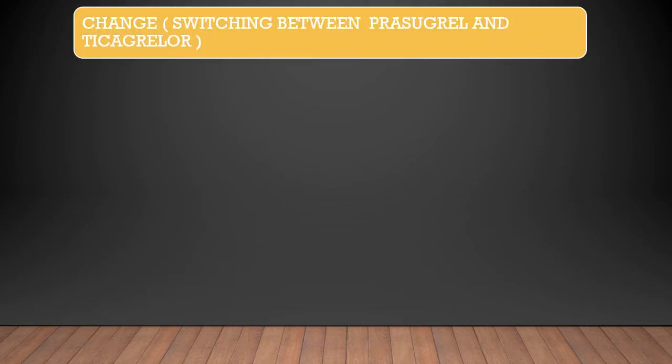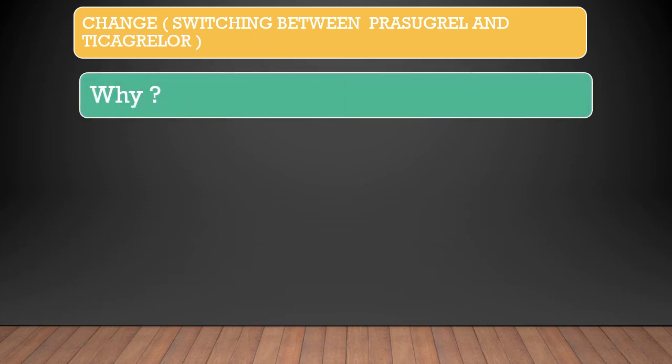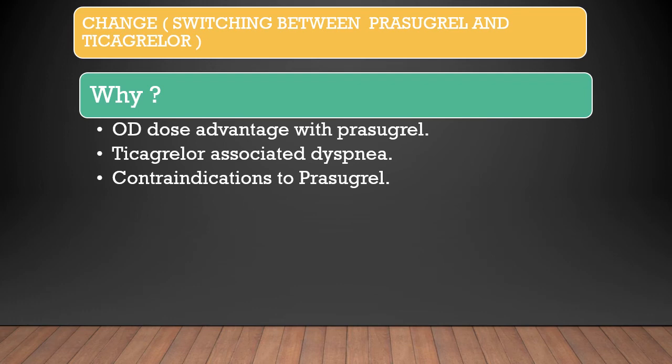Change, that is switching between prasugrel and ticagrelor. Why is it done? One thing is that ticagrelor is given in a 90 or 60 milligram BD dose while prasugrel is given in an OD dose. So that's one of the advantages that we want to exploit.